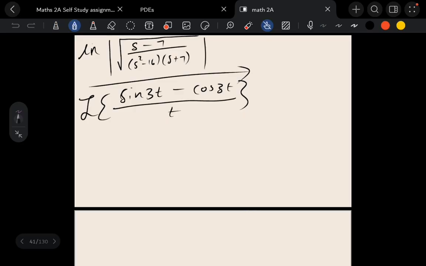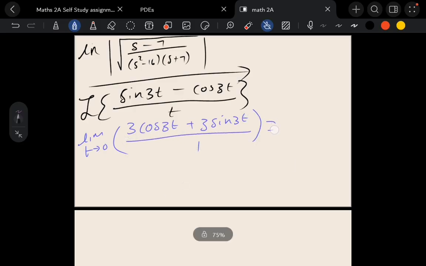So the first thing that you need to do is find the limit as t approaches 0, using L'Hopital's rule. So I'm going to have 3 cos 3t plus 3 sine 3t divided by 1. Your final answer here is just going to be 3. So it exists. What is the next thing that you need to do?